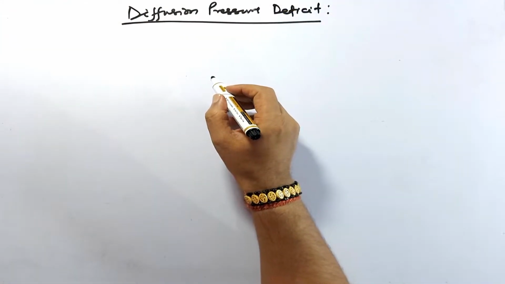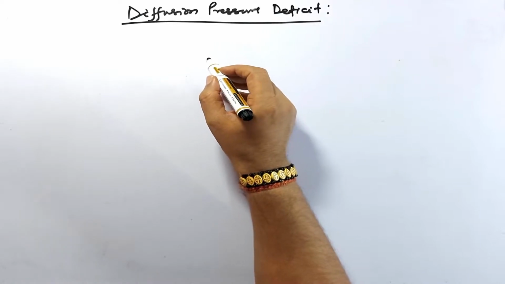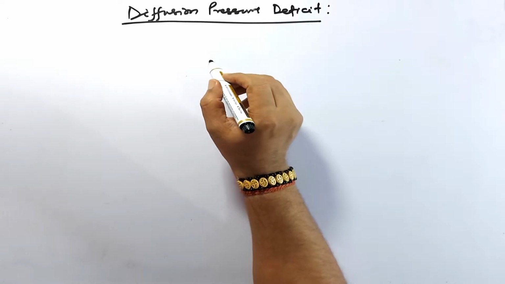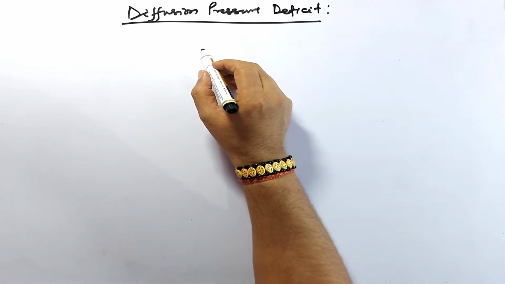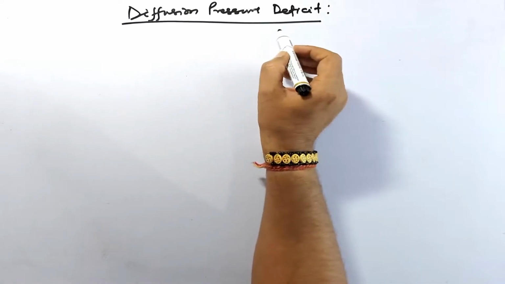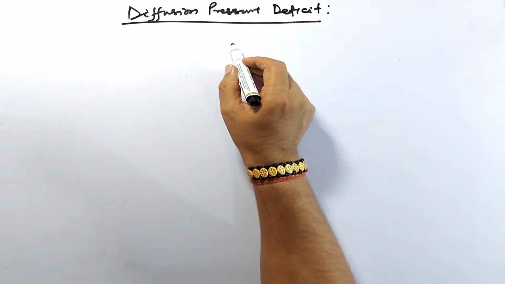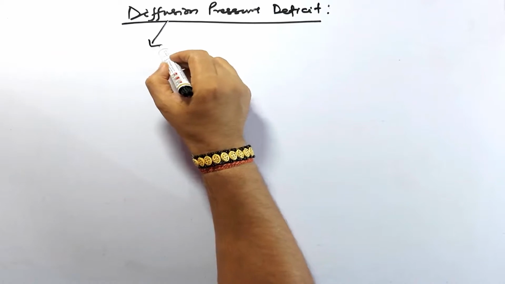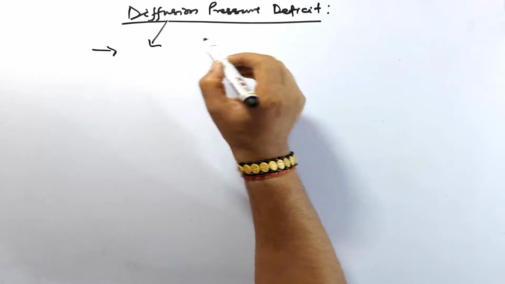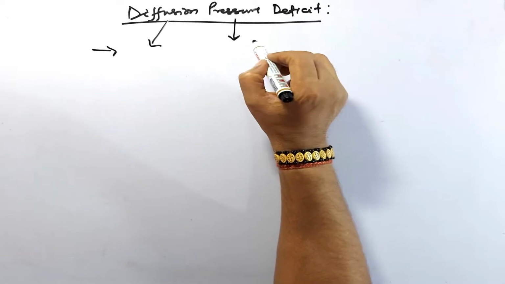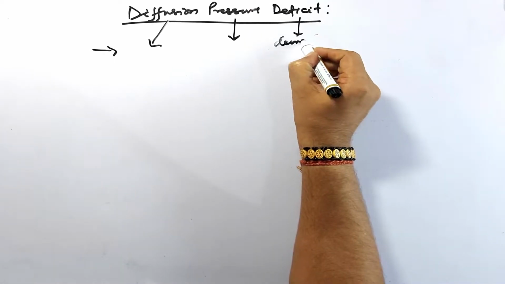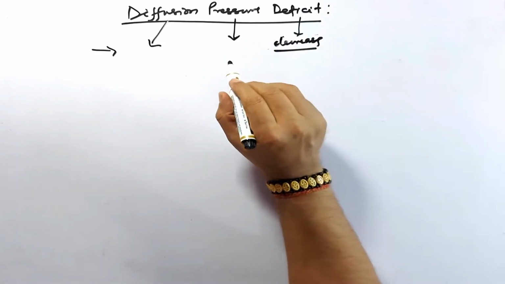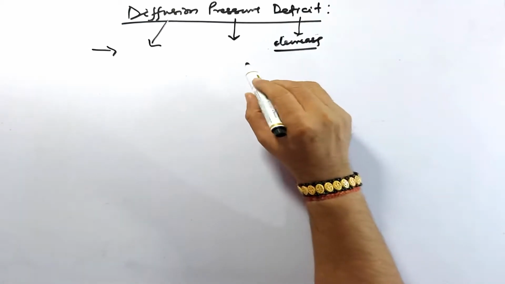Hello students, this is the part 4 video of the chapter on plant physiology, and today we will discuss diffusion pressure deficit. So what is the meaning of this term? Diffusion means the movement of molecules or ions, pressure is that in which they diffuse, and deficit means the decrease. So it is a decrease in this diffusion pressure.